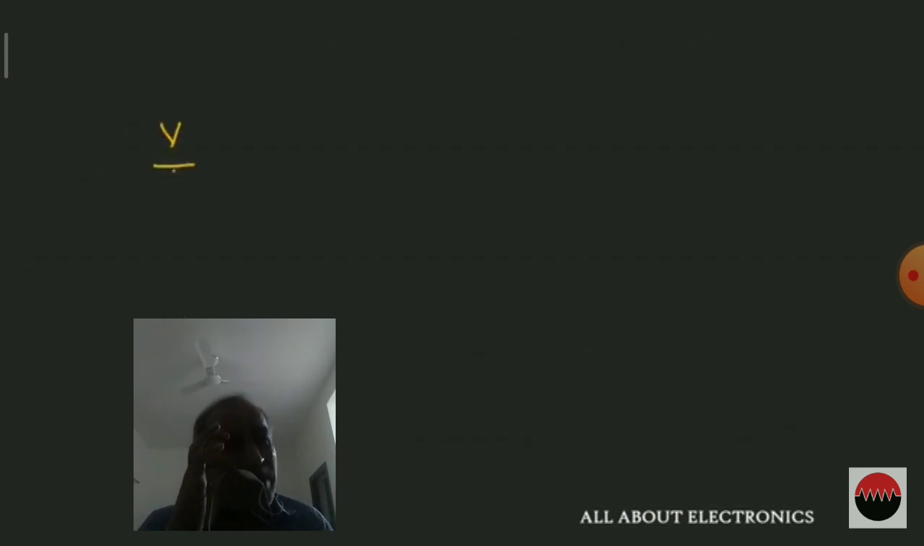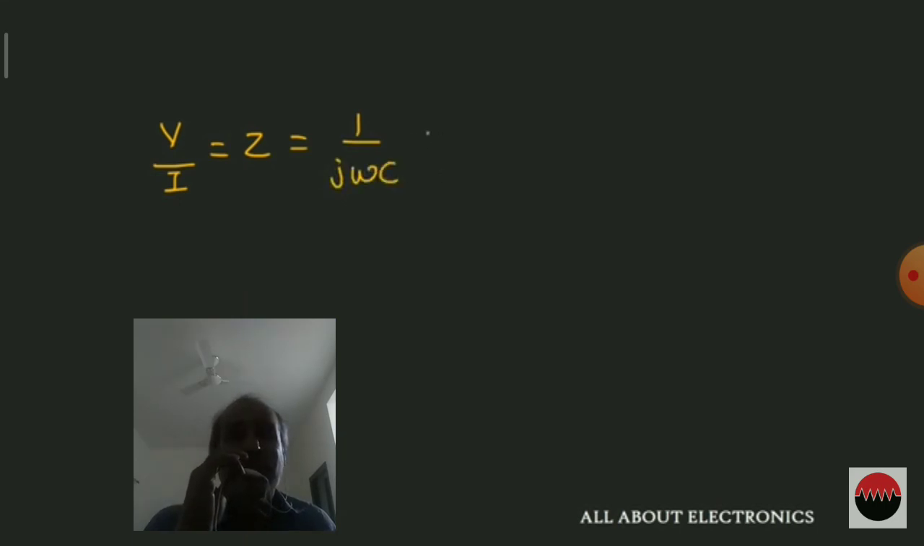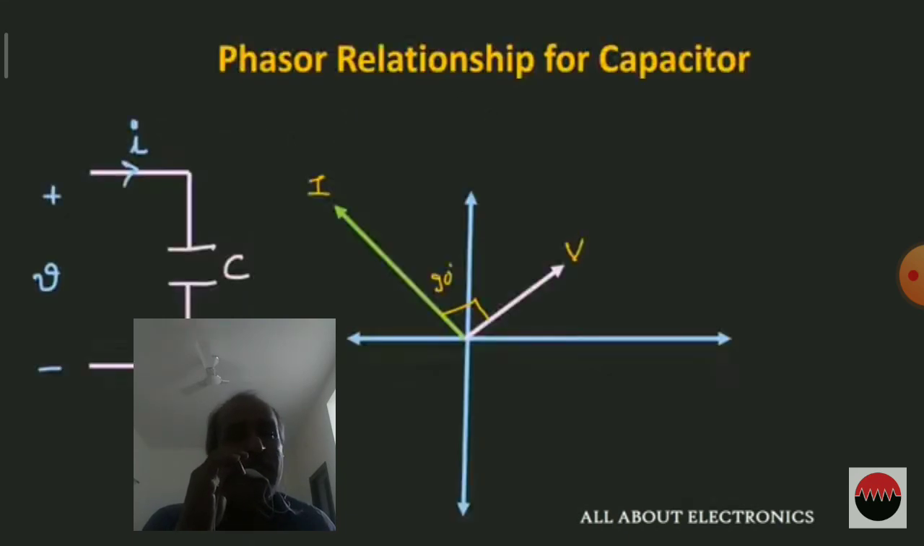So what is the impedance? Impedance is equal to voltage divided by current. That is equal to Z. What is the voltage here? Voltage is nothing but V. Current is equal to jωC V. V cancels. Ultimately we get Z = 1/(jωC).